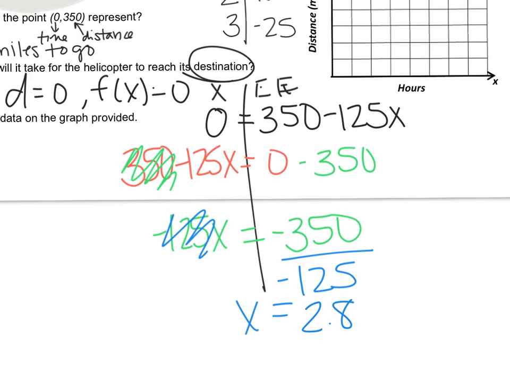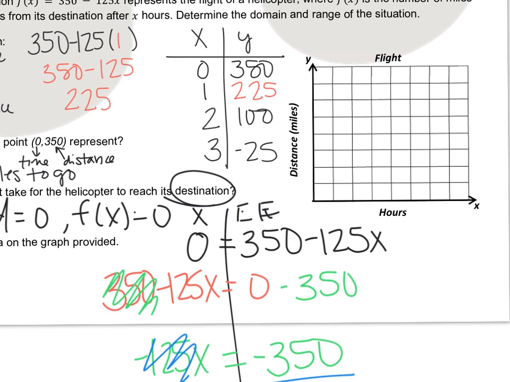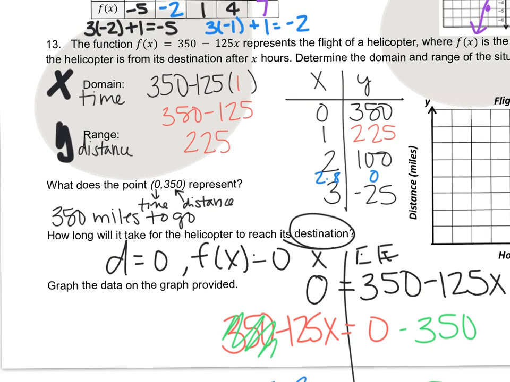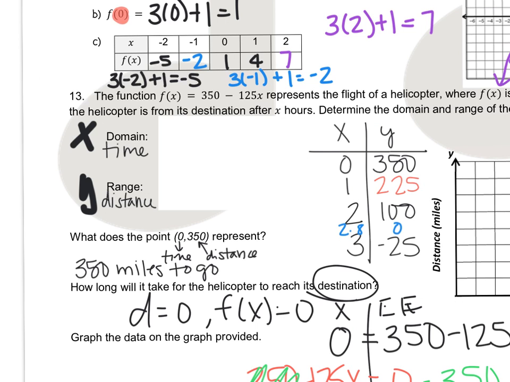So that tells us that after 2.8 hours, so I'm going to go back up here to the table and put 2.8 here in the middle, my distance is going to be 0. So I need to figure out a couple things. I still need to figure out my domain, and I need to figure out my range. And now I can do that. So my domain, well, that's my x's. And if you think about that, your time is only going to exist as long as you're actually in the air. So our domain's going to go from 0 to 2.8.